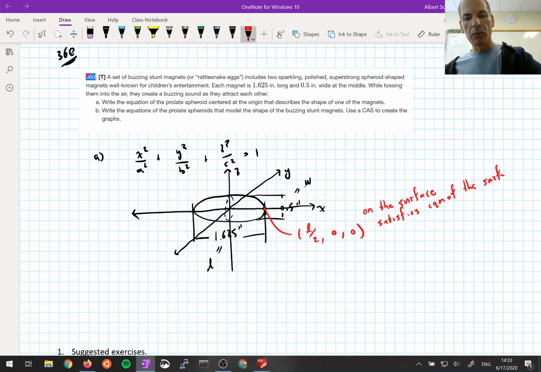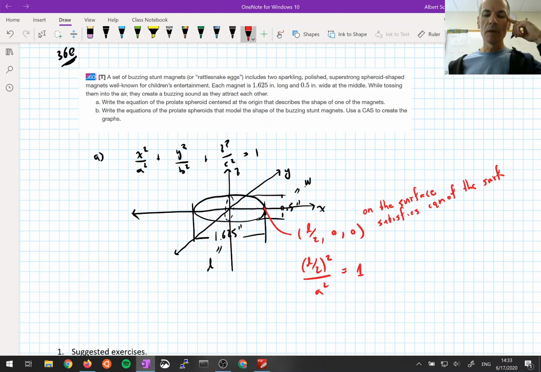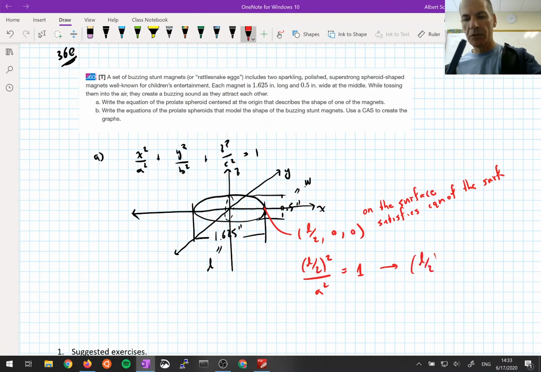So I know that this point satisfies this equation. So I'm going to substitute in x, y, and z into the equation. And what I get is, well, let me be a little more careful, L over 2 quantity squared divided by a squared. Now, y is 0, so that term goes away. z is 0, that term goes away. And so this is equal to 1. And remember what we're trying to find. We're trying to find a. So multiply both sides by a squared, and what we get is L over 2 quantity squared equals a squared. And now we very quickly identify that a is equal to L over 2.